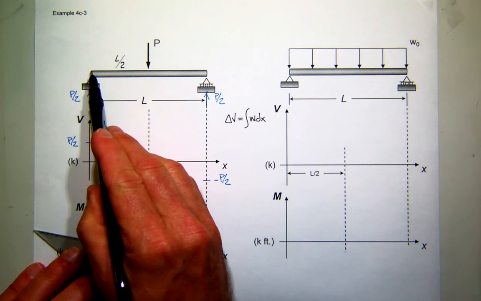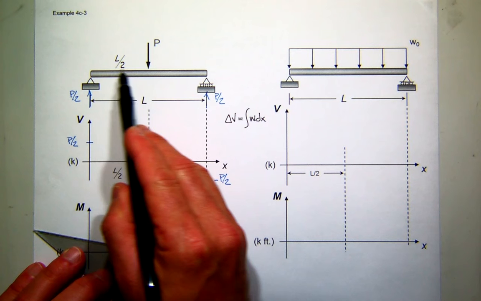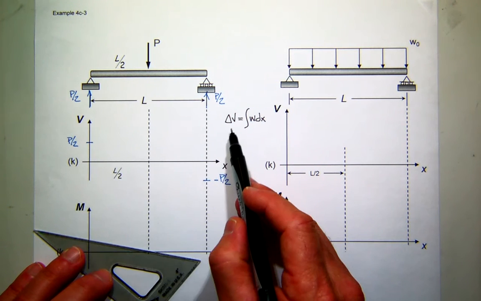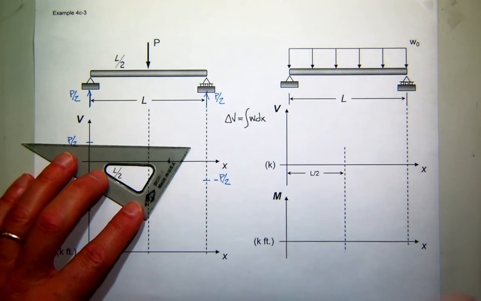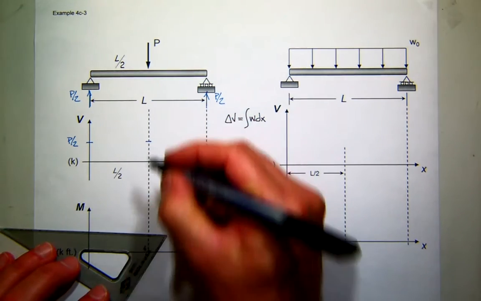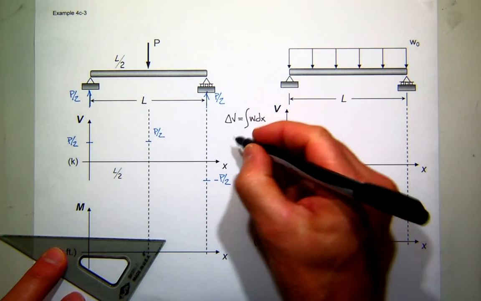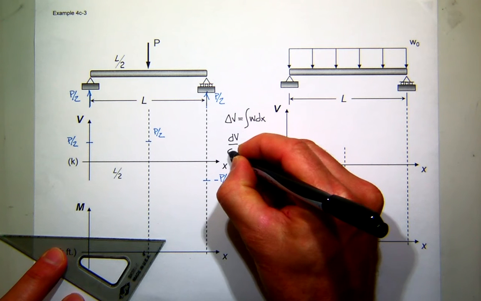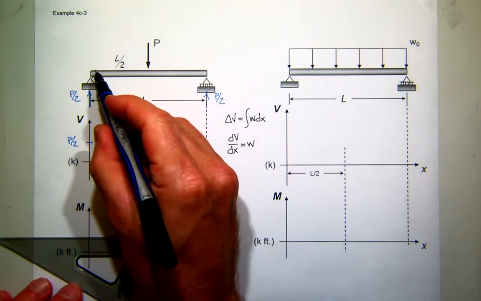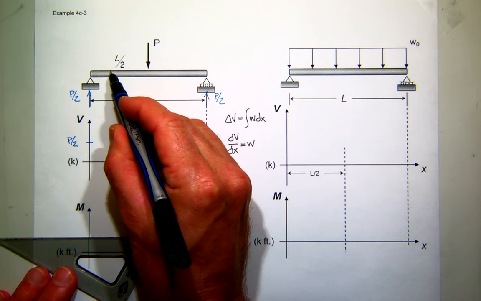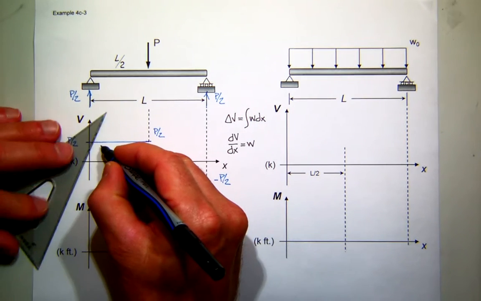So let's start here and look at just the distance L over 2. What's the load there? That's zero load. So that means we should have no change in shear. So if I start off at P over 2 and I have no change, what should I get? Should stay at P over 2. And our differential relationship says that the slope of the shear is equal to the load. And what's the load over this first length? 0. So that means the slope should be 0. So we get a constant shear over the first part of the beam.